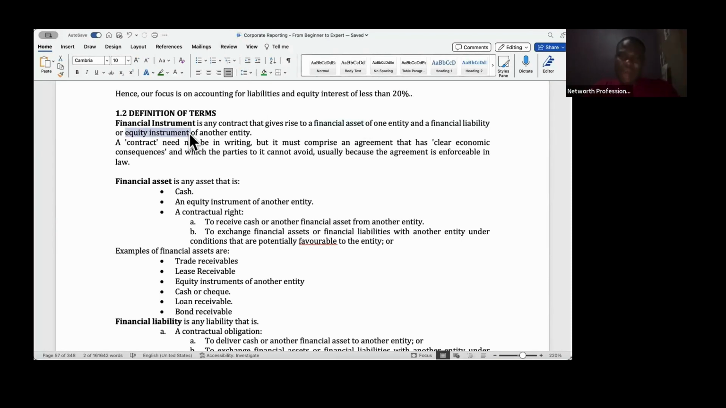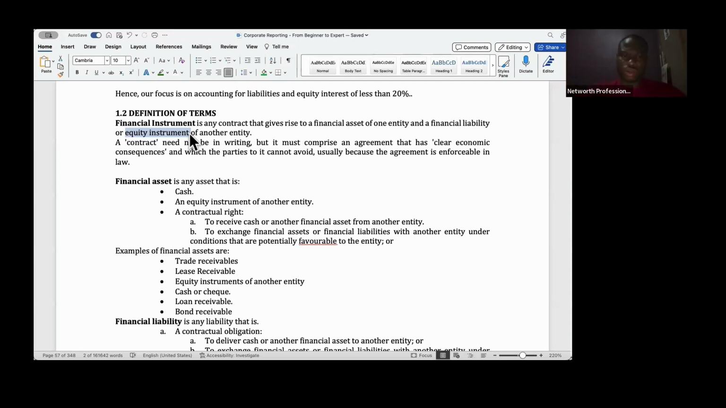When that happens, then that contract is a financial instrument contract. So a financial instrument is a contract that gives rise to a financial asset of one entity. One entity must have a financial asset, and a financial liability or equity instrument of another entity. Another means that another entity must have either a financial liability or equity instrument.